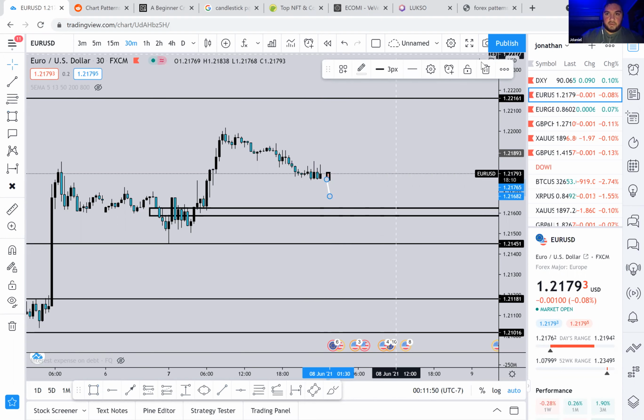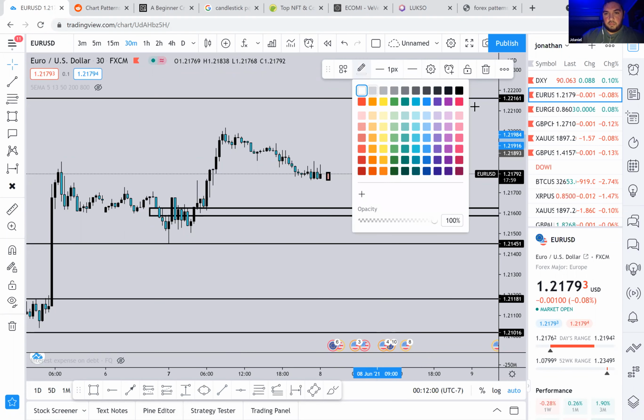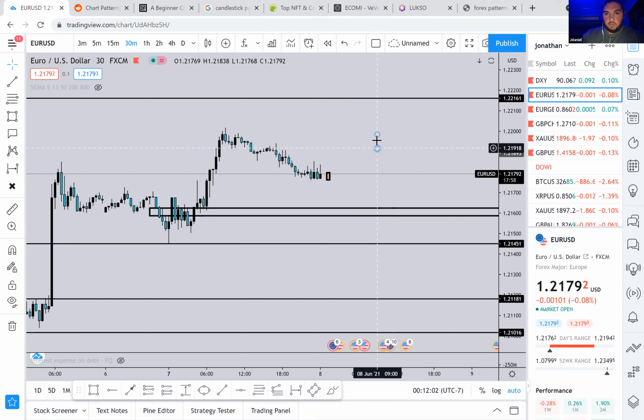Hold on, guys. That was very ugly. One second, guys. So I'd like to see this wick like that, and then it's not going to line up right with it. It's going to make it a little bit harder. So one second, guys. So you guys get the point.